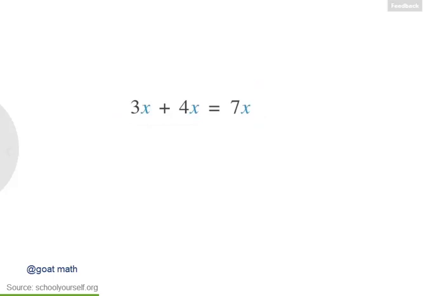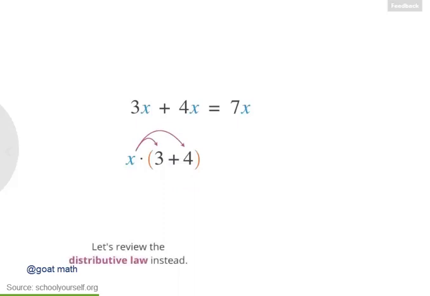Another way to see this is true is with the distributive law. 3x plus 4x is the same thing as x times 3 plus 4 in parentheses. If you distribute the x onto the 3 and the 4, you get 3x plus 4x. So these two expressions really are the same. And 3 plus 4 is 7, so this equals 7x.